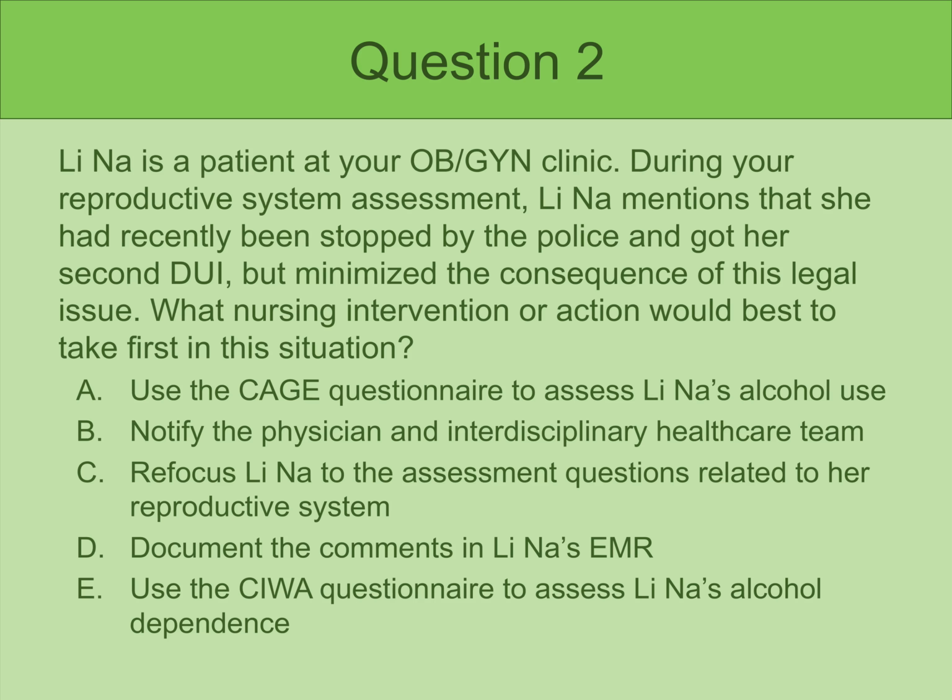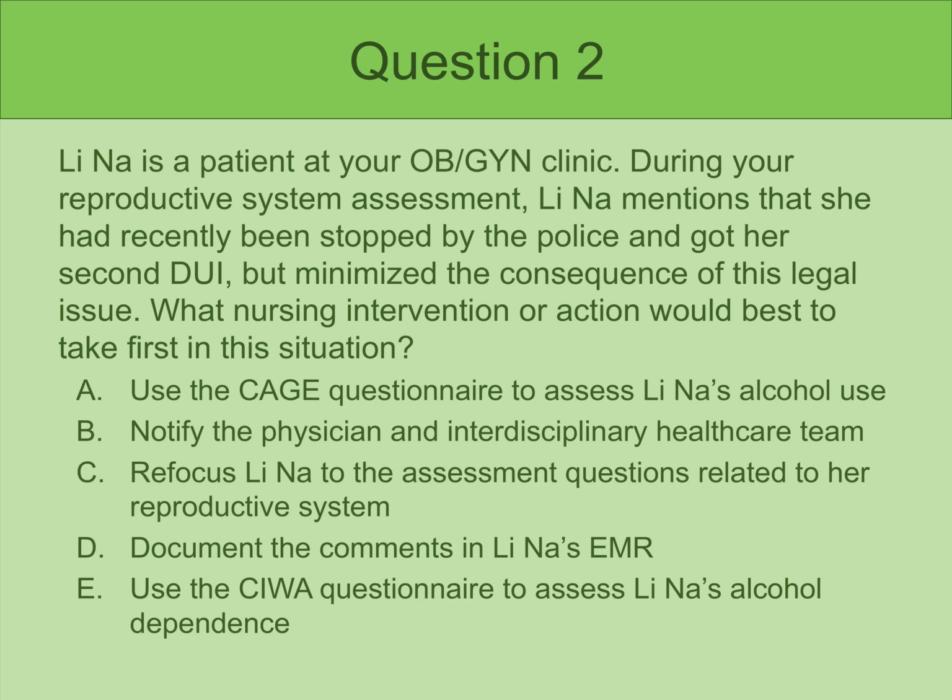So question 2, Lena is a patient at your OBGYN clinic. During a reproductive system assessment, Lena mentions that she had recently been stopped by the police and got her second DUI, but minimizes the consequences of this legal issue. What nursing intervention or action would be best to take first in this situation?